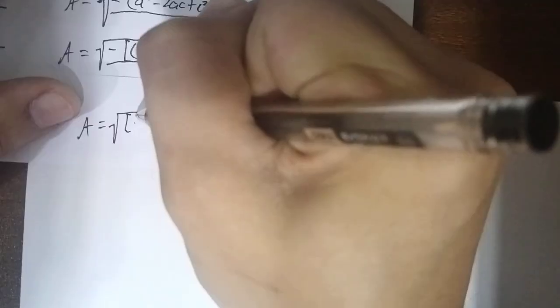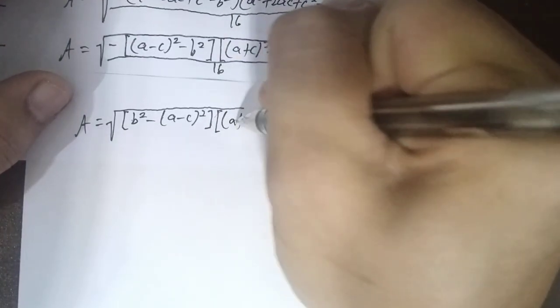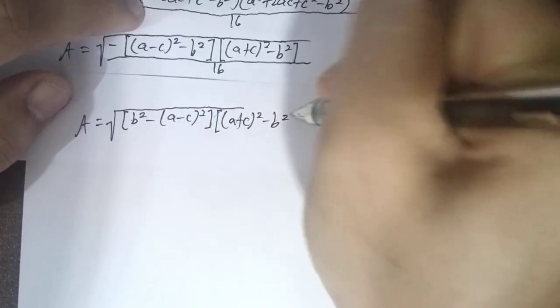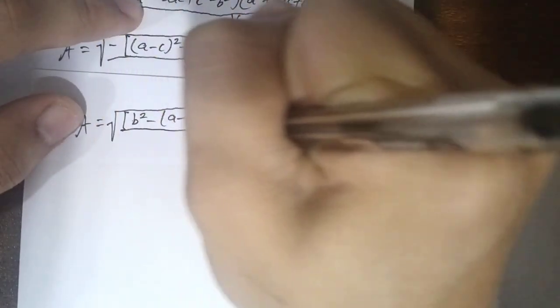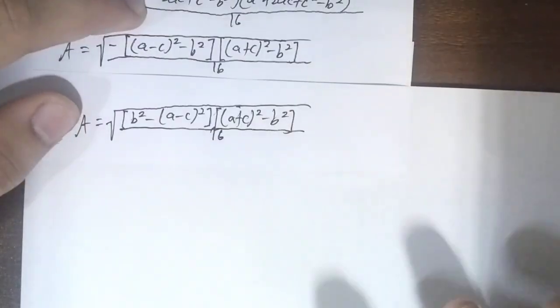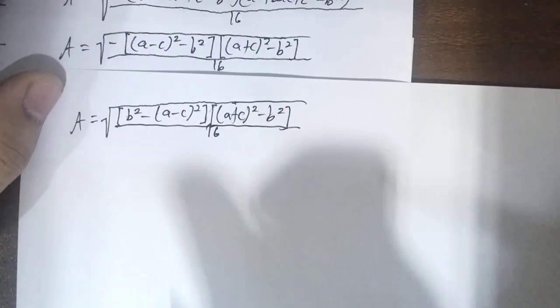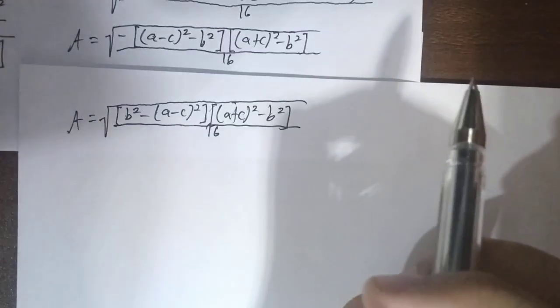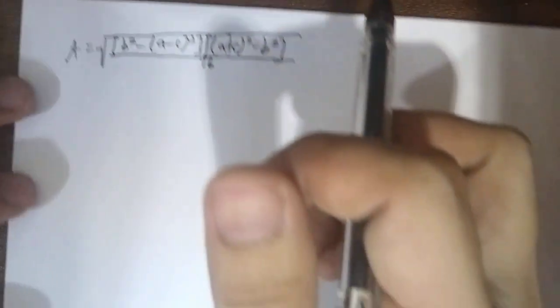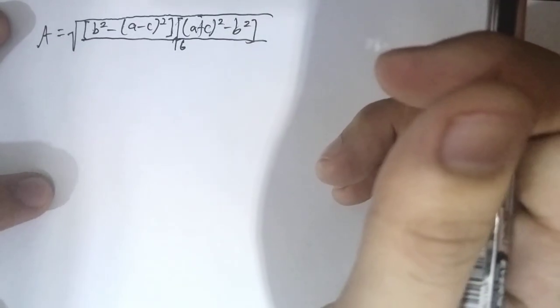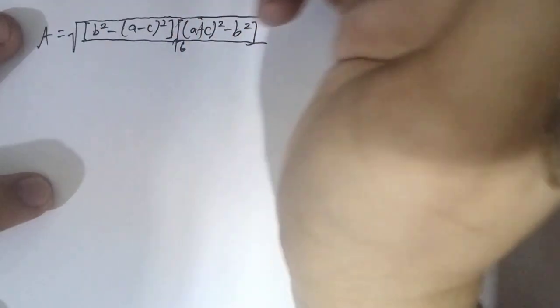Okay, this will become quantity b squared minus the square of a minus c, closed, multiplied by quantity the square of a plus c, closed, minus b squared, closed. And this is all divided by 16. Good. And then notice again, we have a difference of squares here. Let's remove that real quick. We have a difference of squares, so let's use the formula for that.